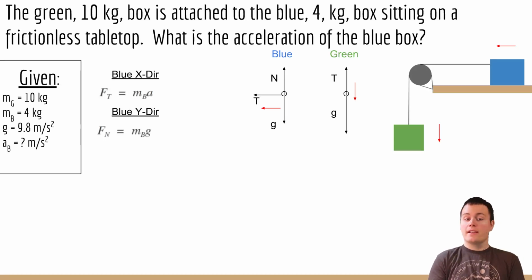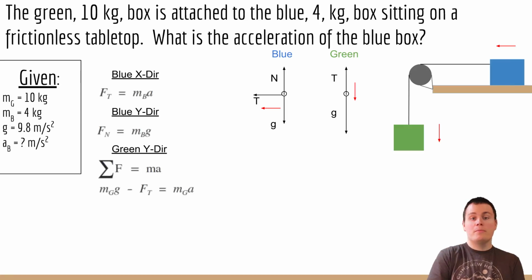Since we know the two forces are the normal force going up and gravity going down, those two must equal each other. Next, for the green block, we have gravity pulling down in the positive direction, and the force of tension pulling up in the negative direction, so we'll write that as minus. And we set that equal to the mass of the green block times the acceleration.